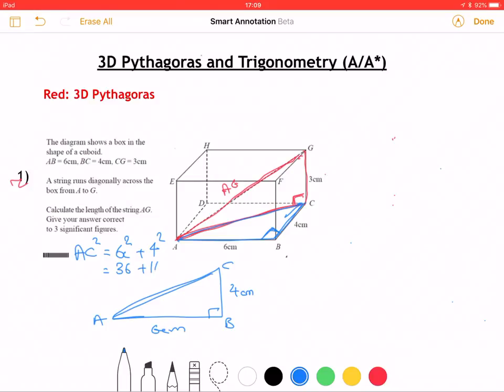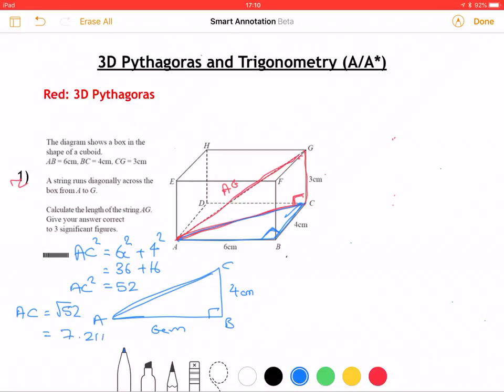36 plus 16, which is 52? Yes, maybe, I don't know, because I did the whole thing in one go. Okay, so AC squared is equal to 52. So AC is going to be equal to the square root of 52, which is?